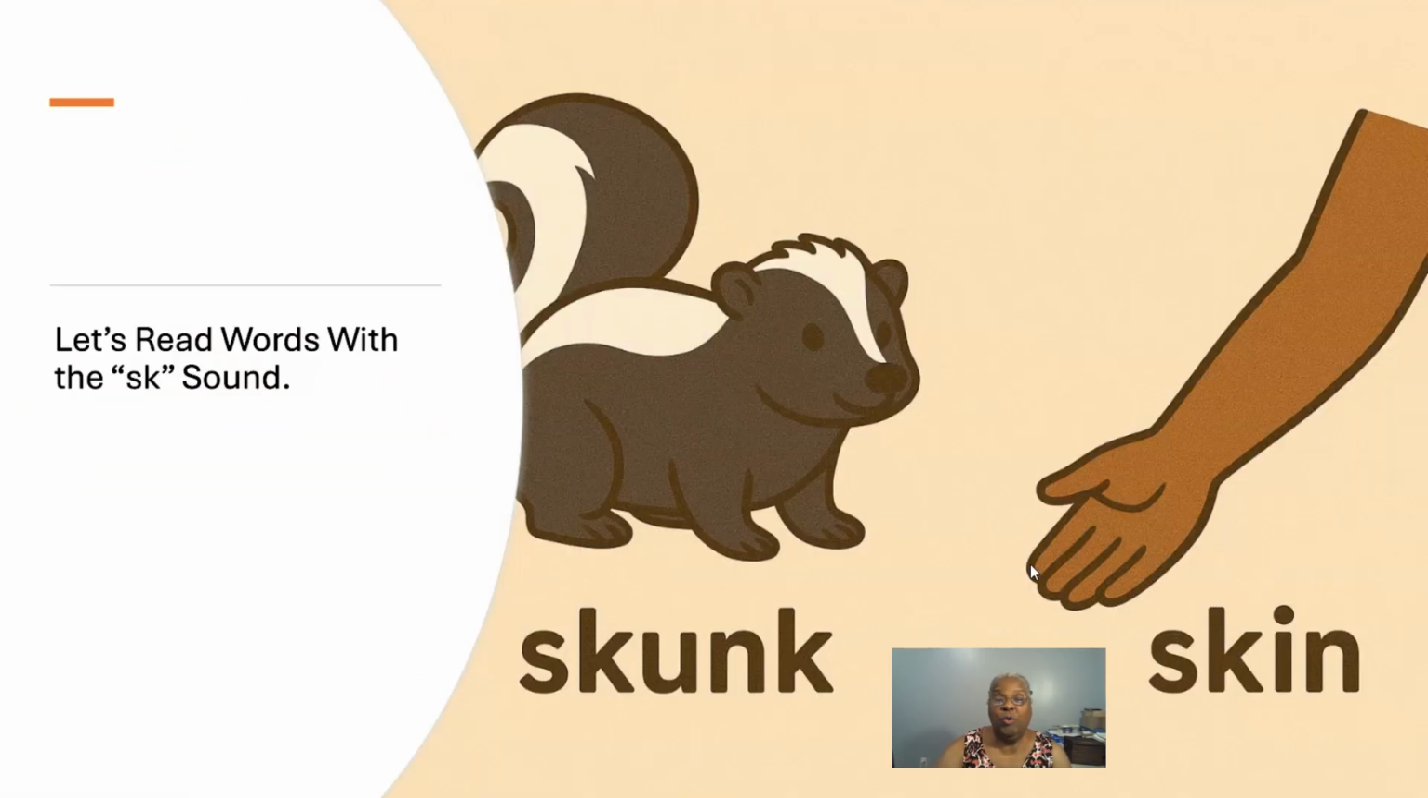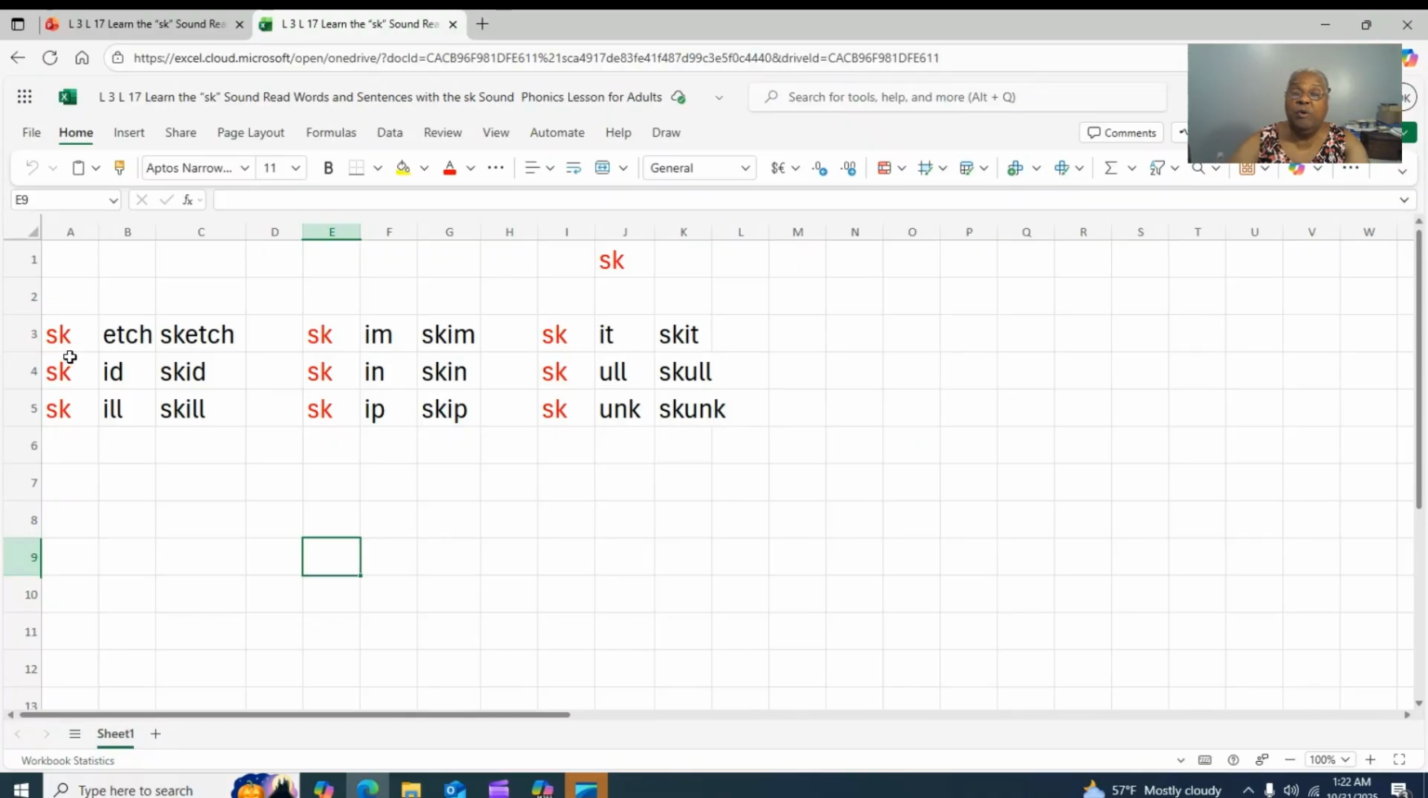Let's read words with the SK sound, like skunk and skin. This is the method that we will use to read our word list. First, we'll say the SK sound, then we'll read the rest of the word, and finally, we will read the whole word. After reading the word list in this manner, we will read the word list straight through without pausing. Finally, we will read sentences that contain the words we practiced.